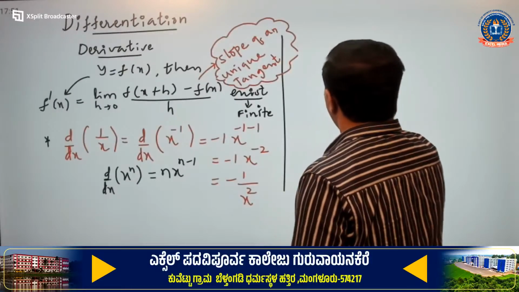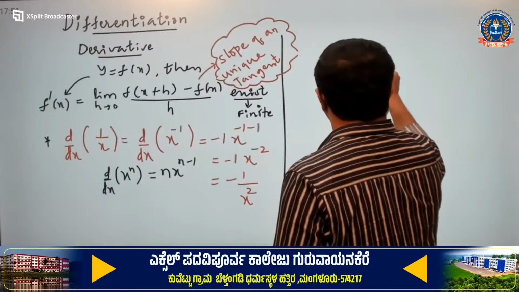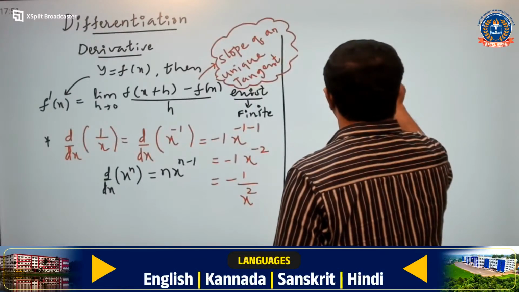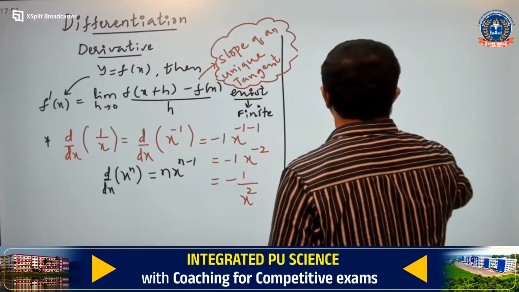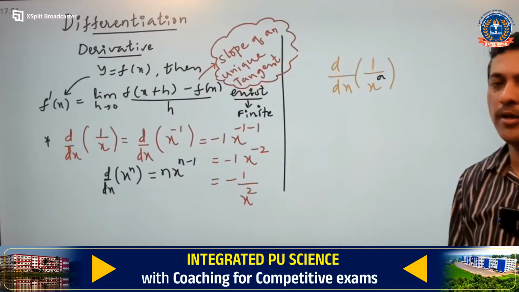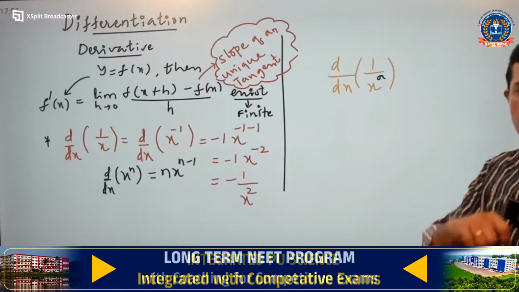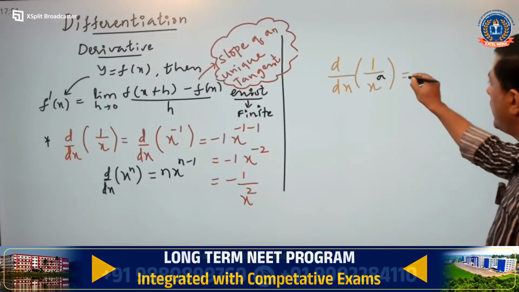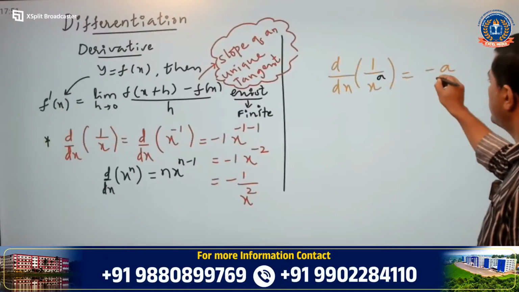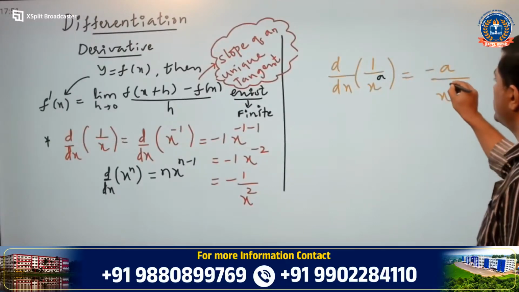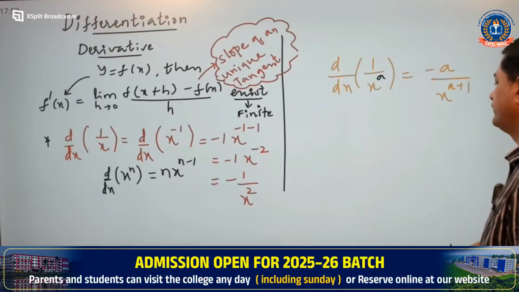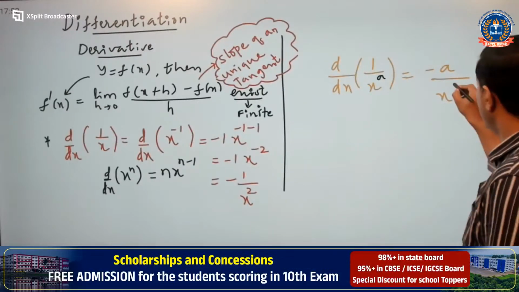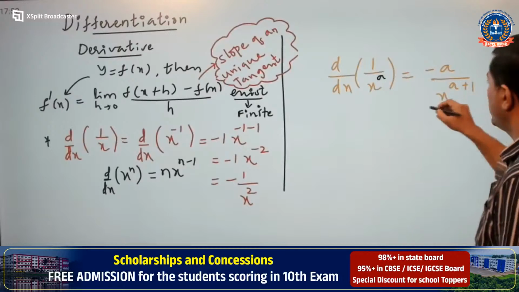The derivative of 1 by x raised to a. Observe correctly and try to remember this. d by dx of 1 by x raised to a can be written directly as the answer: minus a divided by x raised to a plus 1. Directly it is a plus 1. It is a formula.